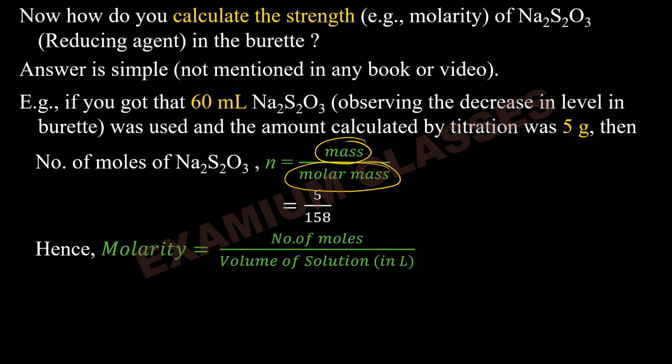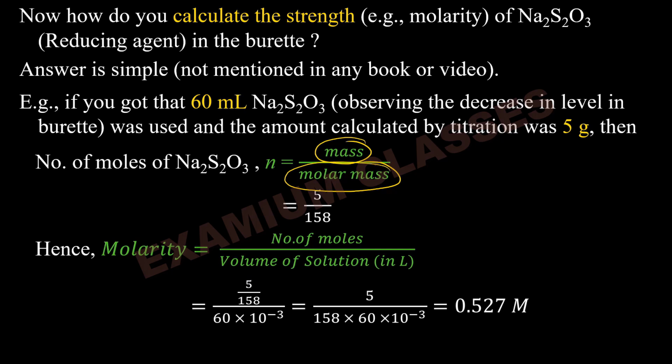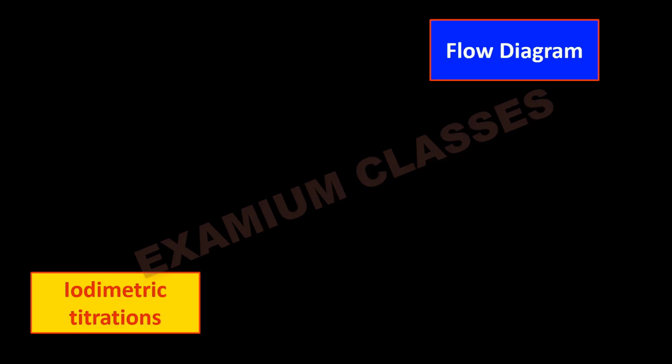Molarity will be number of moles divided by volume of the solution in liters. So in this case, number of moles is 5 by 158. 158 is molar mass of sodium thiosulfate, divided by the volume in liters. It is 60 ml, so I have converted it into liters. Once you solve it, you will get the molarity of the sodium thiosulfate reducing agent.